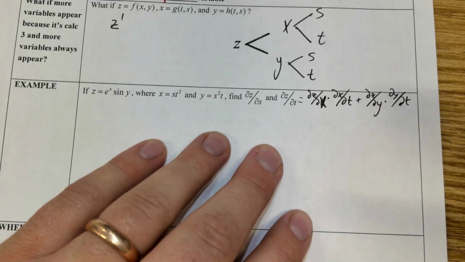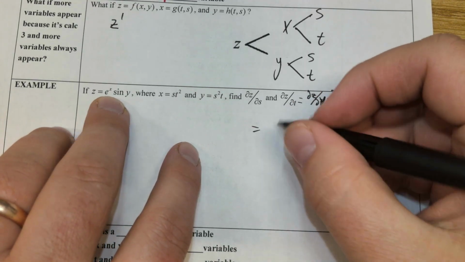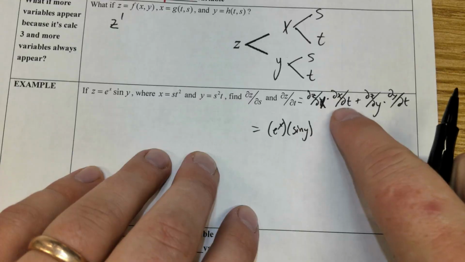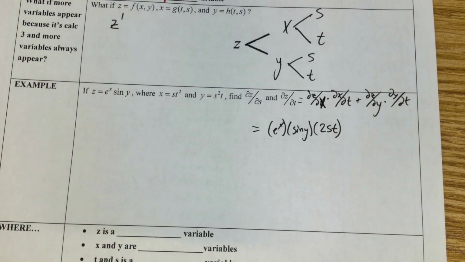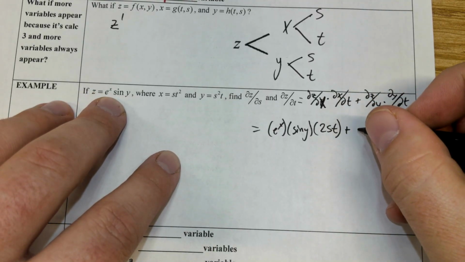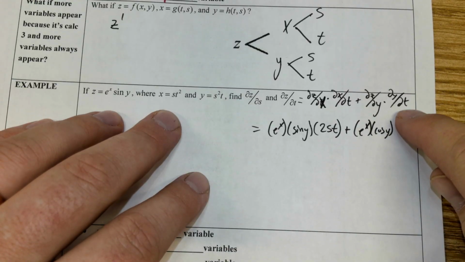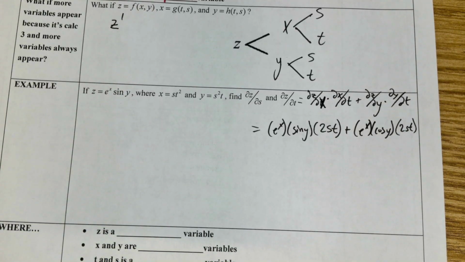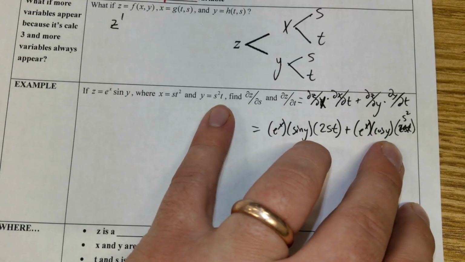All right. Let's plug these in. Where dz dx would just be the same thing, e to the x times sine y. But then this dx dt would be 2st. Again, some calculus professor is crying somewhere while we're getting the right answer. This is going to be e to the x cosine y times this dy dt, 2st. Oh wait, not 2st. dy dt is s squared. Glad I caught it before I lost my mind.